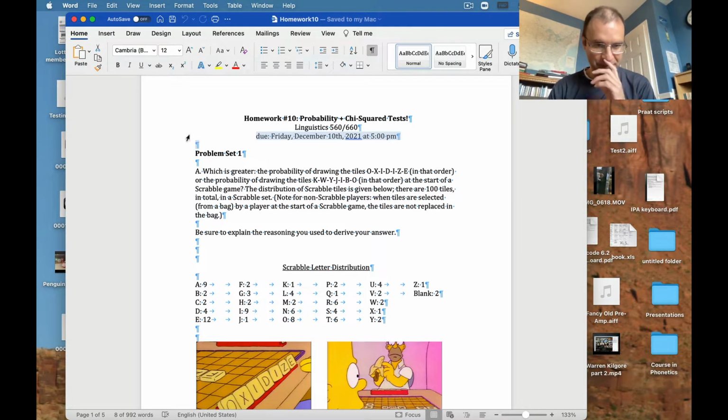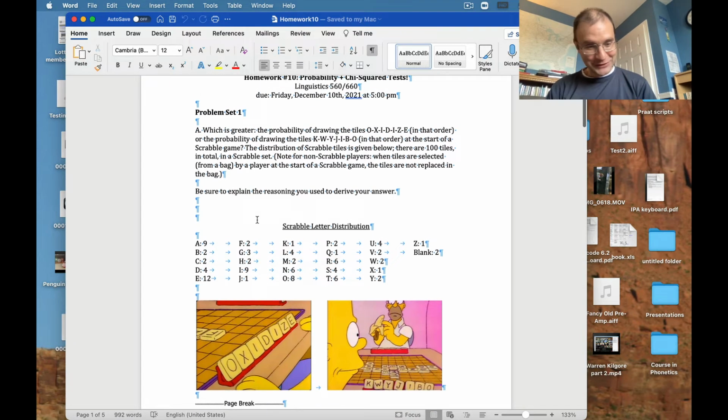So there are 3 problems in it. The first is about probability. This is kind of just a fun question at the beginning.